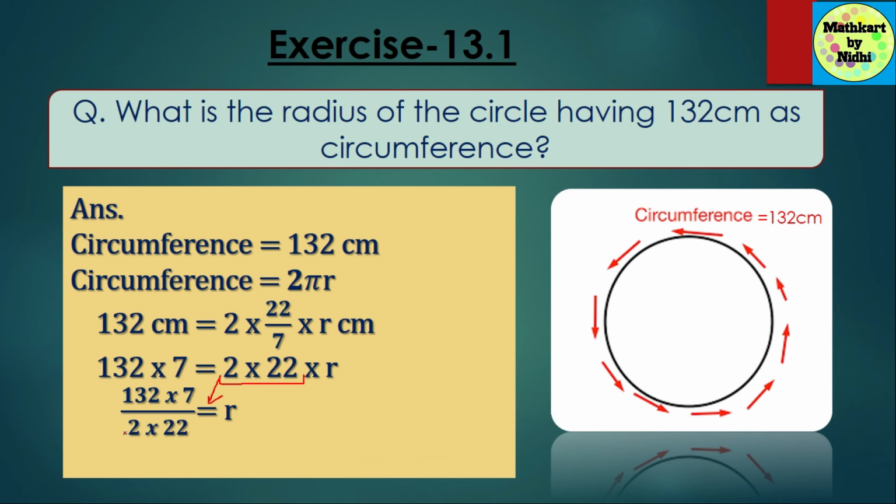So let us do the calculation. 2 ones are 2, and 2 sixes are 12 and 2 sixes are 12. Now 22 ones are 22 and 22 threes are 66. Now we have 3 sevens are 21. So the radius of this circle will be 21 centimeter. That is our answer.